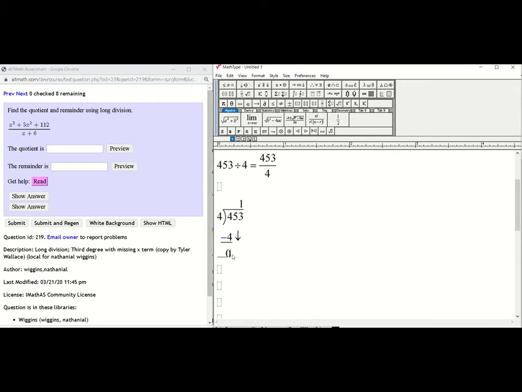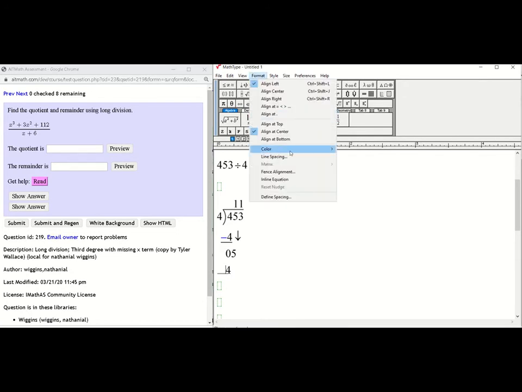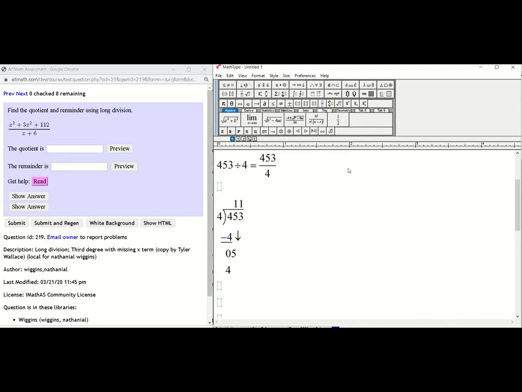What do I got? I got a 5 there. How many times does 4 go into 5? Well, it goes in once. 1 times 4 is 4 again, right? So I'm going to get a 4. Now what do I do? I change the sign. So remember, I need to change the sign. So let's put that in blue. So I change the sign, and then I add down.